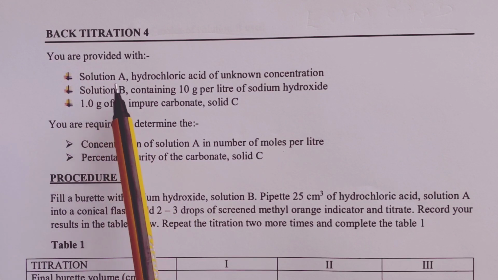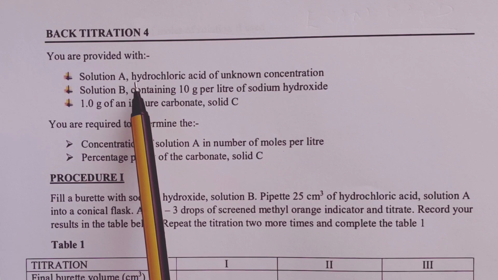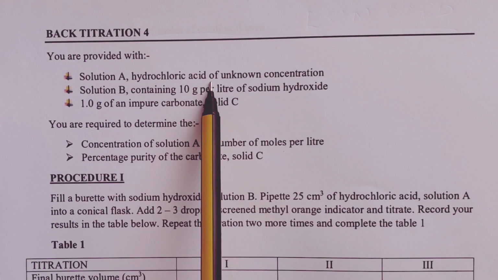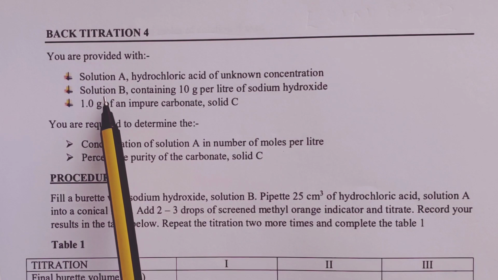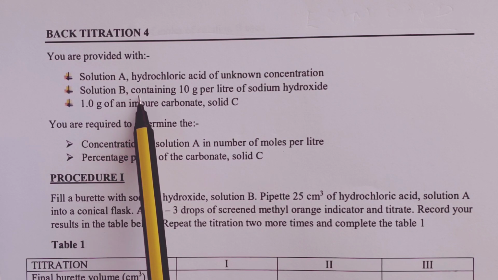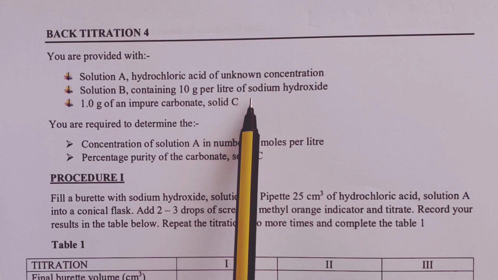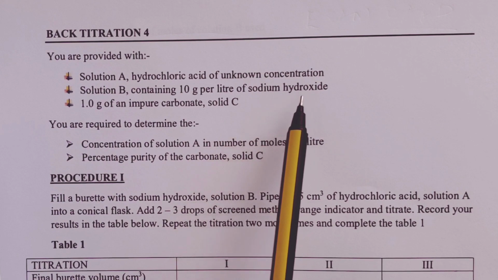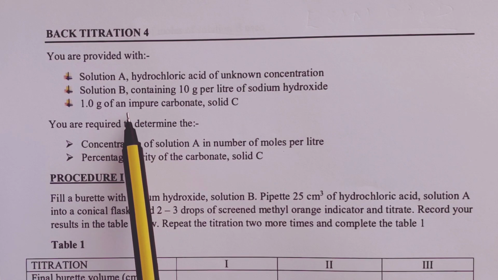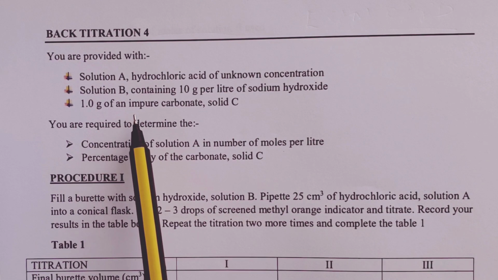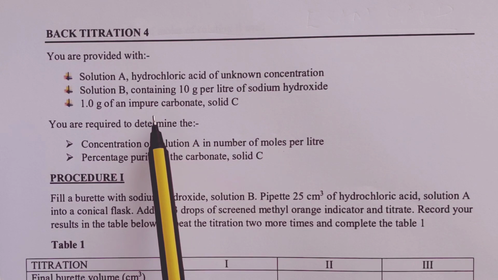So we are provided with solution A, which is hydrochloric acid of a known concentration. We also have solution B, which we are told contains 10 grams per liter of our alkali, sodium hydroxide. And finally, we are given 1 gram of an impure carbonate as solid C.